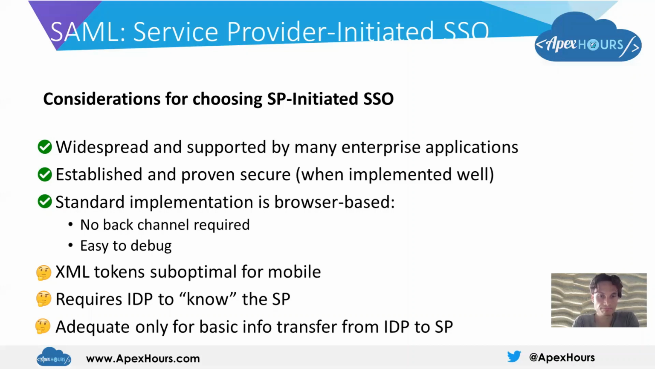It's also adequate only for really basic attributes being included as either the standard or custom attributes in the SAML assertion. So if we have rich data that we want to make available from the identity provider to the service provider, things like photos, for example, that's not something that's really practical through this protocol.